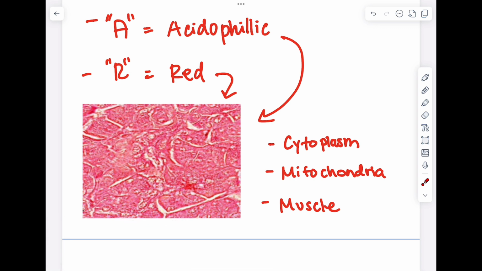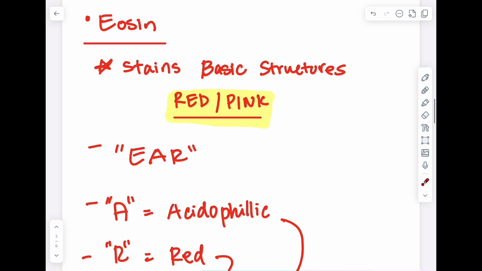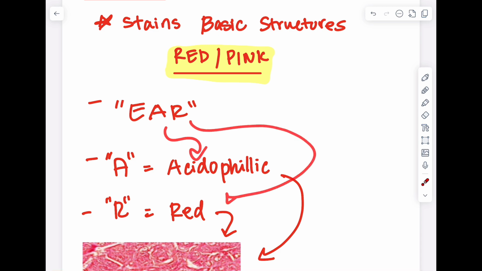Again, taken directly from our lecture, where we see commonly dyed or stained cell structures in the color red in the form of cytoplasm, mitochondria, or muscle. So again, eosin stains basic structures red and pink, the mnemonic EAR: E for eosin, A for acidophilic, and R for the color red.